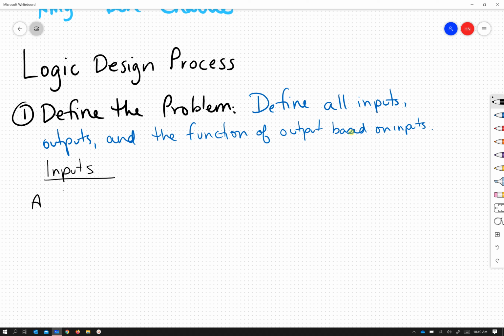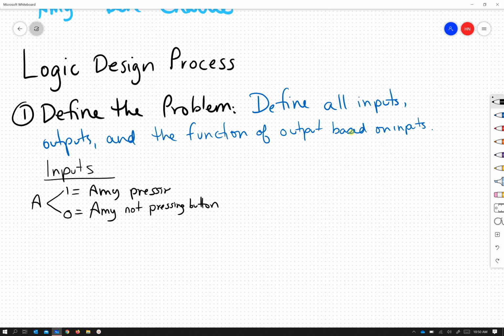Now, there's only 2 choices because it's binary. The signal coming in from input A, in this case like a push button, is either going to be a 0 or a 1. If A is sending a 0, that means Amy is not pressing the button. If A is sending a 1, that means Amy is pressing the button.